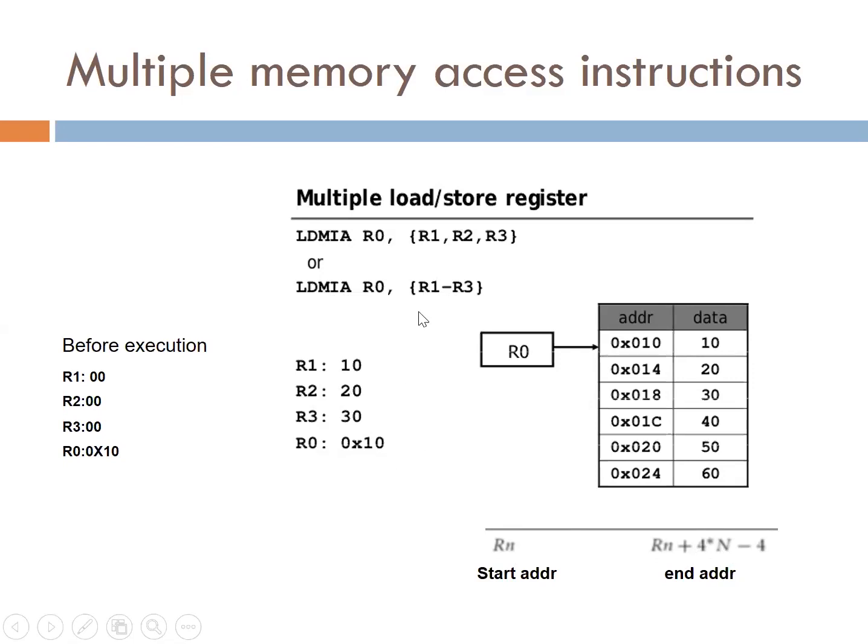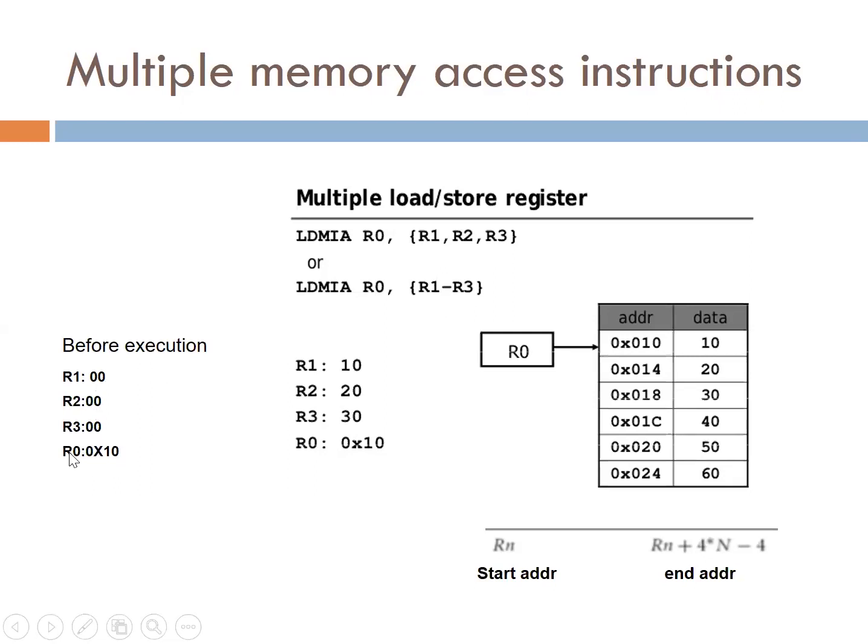From where to where will the data be loaded? From the memory location to the register. What do you need first? You need the memory address. Where is it present? It is present in R0. Now let us see. Before execution, what is the content of R0? R0 has 0x10 and R1, R2, R3 have 00, 00, 00. So we have R0 as 0x10. This is the memory address.